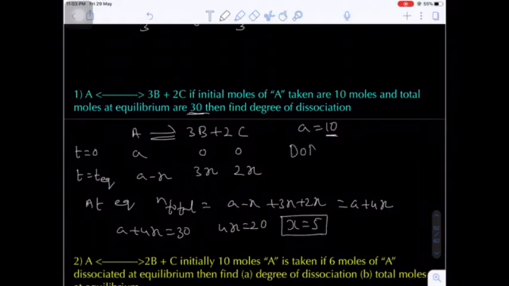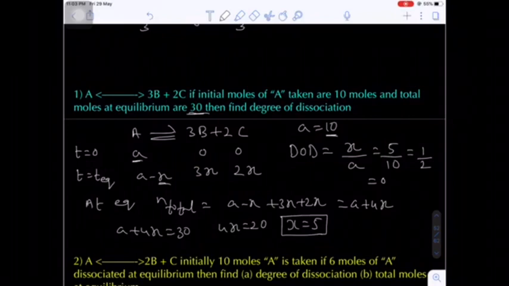Now the question is, find the DOD. DOD definition: number of moles dissociated by total moles taken. How many moles dissociated? x moles. Total moles how many taken? a. So what is the x value here? 5. Total moles here 10. 5 by 10, that is 1 by 2, that is 0.5. In terms of percentage, if you want, multiply by 100, so 50% DOD, percentage of degree of dissociation.